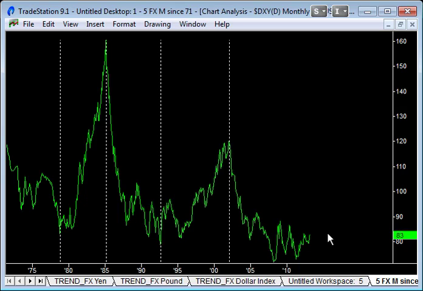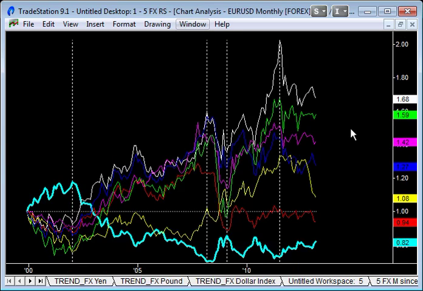So for the foreseeable future, maybe 5 years or so, we could actually have one of these mega trends in the US dollar, and it could be setting up with these smaller time frames breaking into these higher time frames.